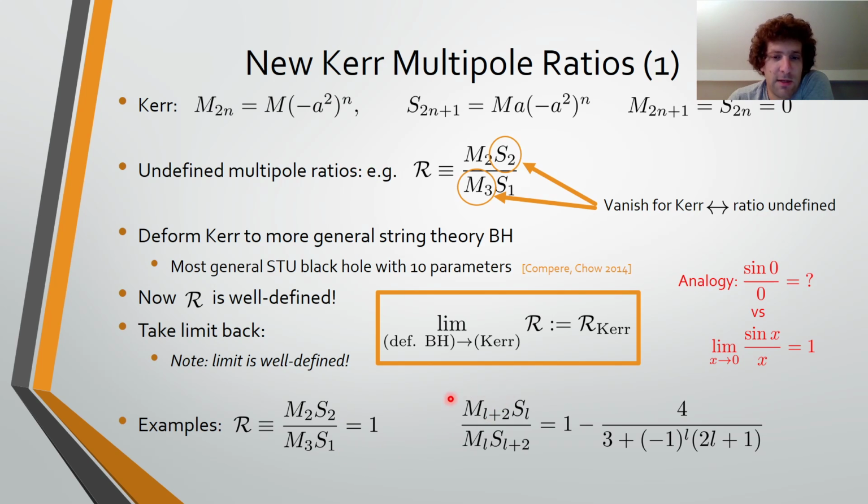A more complicated family of ratios is this one here, which is a different ratio for each value of L. Depending on L, you get a different number, but it's a simple function of L. And note that for each L, this quantity is ill-defined for Kerr because it's always going to be 0 over 0. So this gives us a way of associating an infinite number of new properties, of new numbers, to the Kerr black hole.